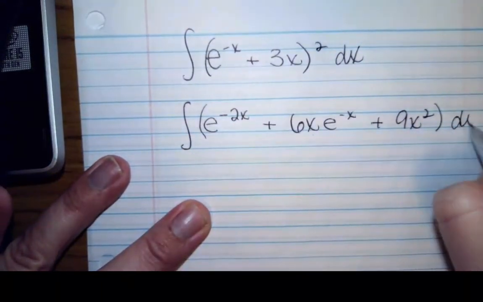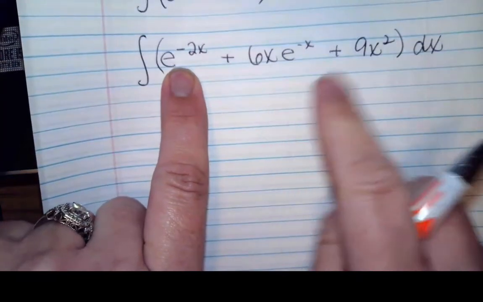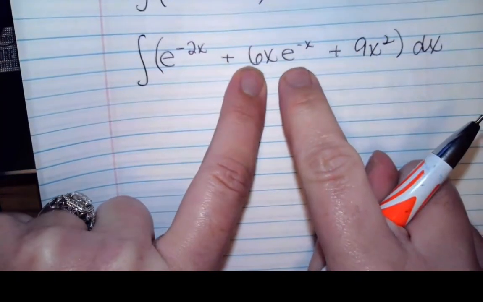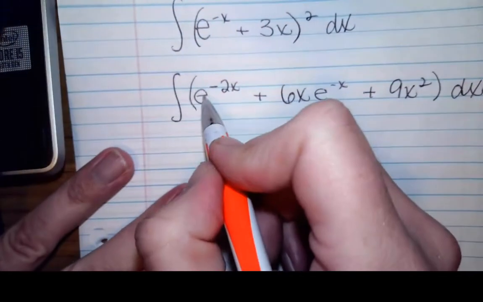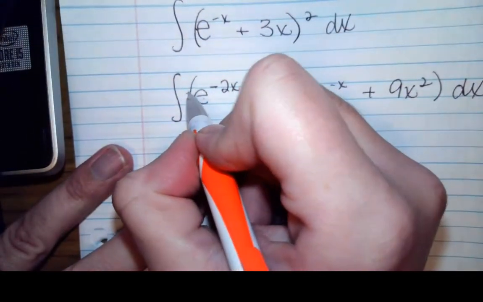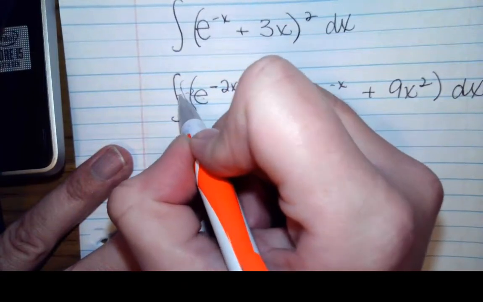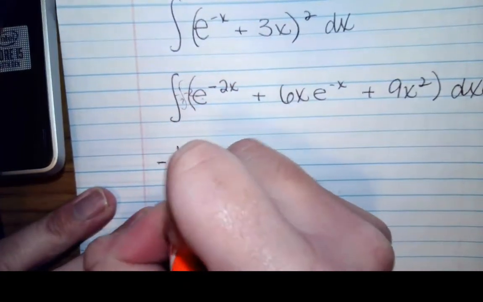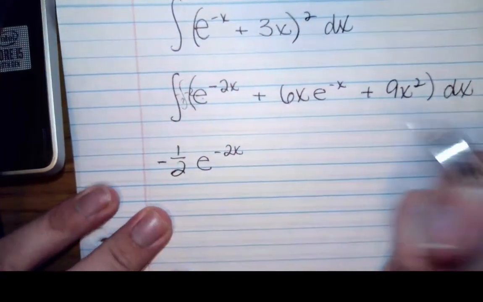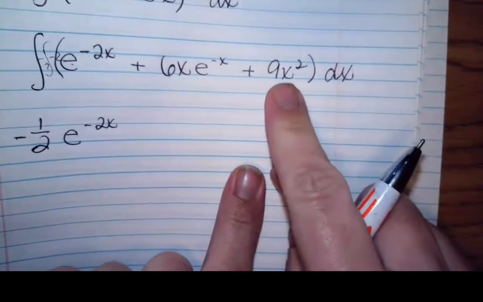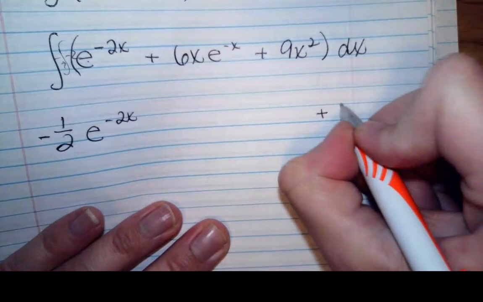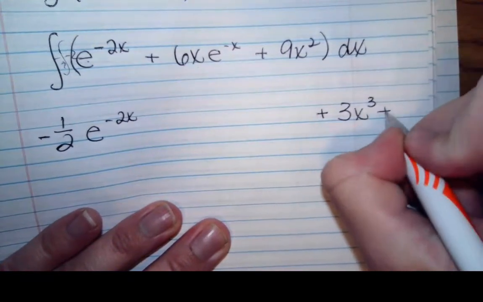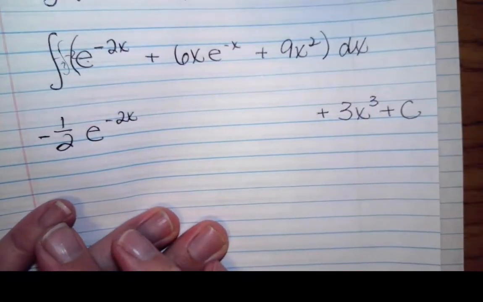So this is my FOILed out integrand. I can integrate this. I can integrate this. That's going to cause problems. So let's go ahead and get these two out of the way. If I've got a negative 2x, that means I need a negative 2, so I balance with a negative 1/2. So e to the negative 2x. This one is going to be 9x to the third over 3, which will be plus 3x to the third. And I'll round it out with a plus c.